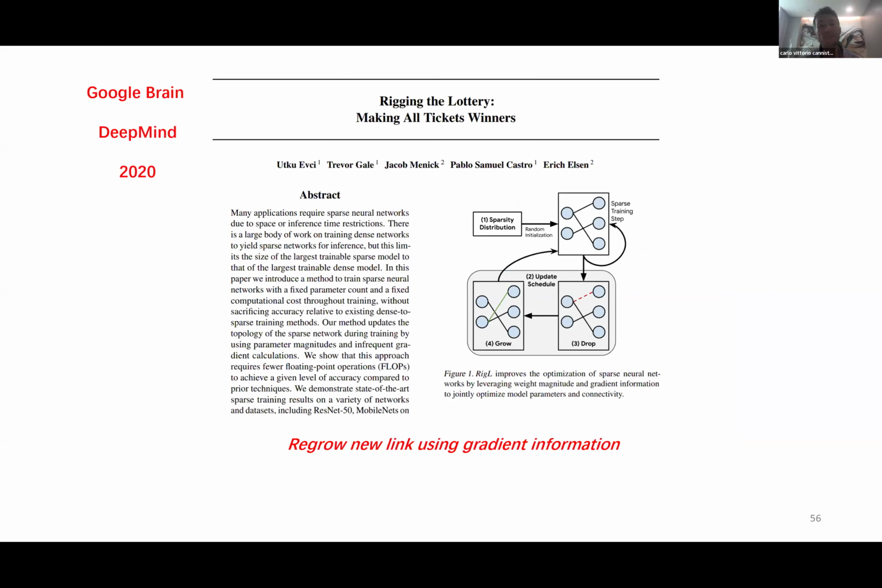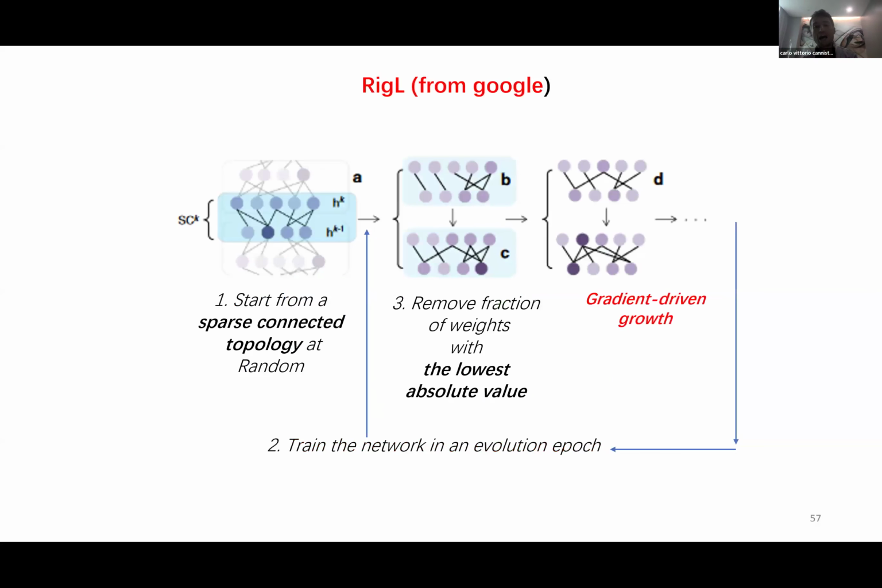And Google came into the game. In 2020, Google DeepMind arrived at the conclusion that the gradient was good information to predict which links to add. But pay attention, this is not a truly sparse approach, it's a trick. There is a trick there. You use all the gradient, all the matrices. But in conclusion, they proposed RigL, and RigL puts in gradient-driven growth.